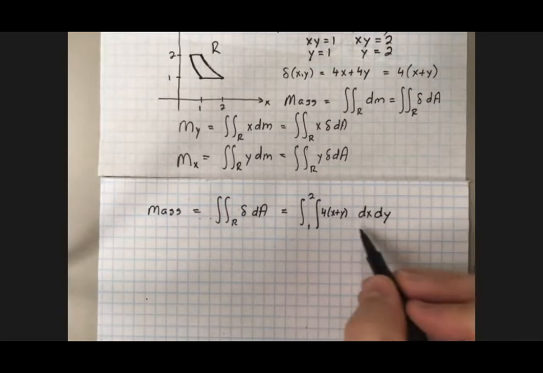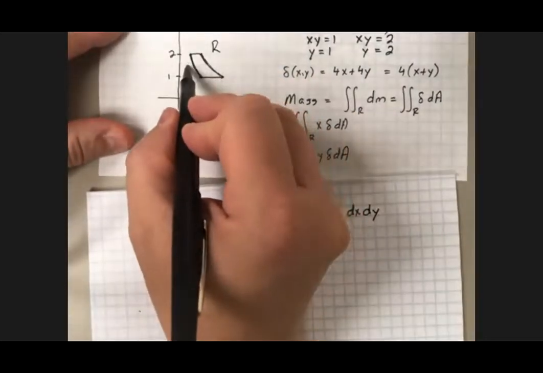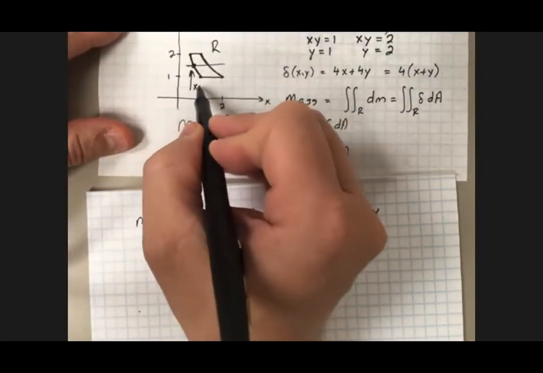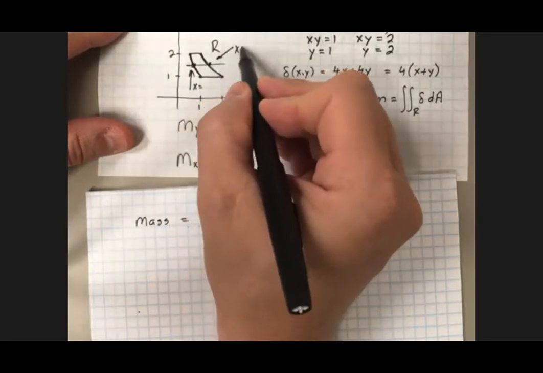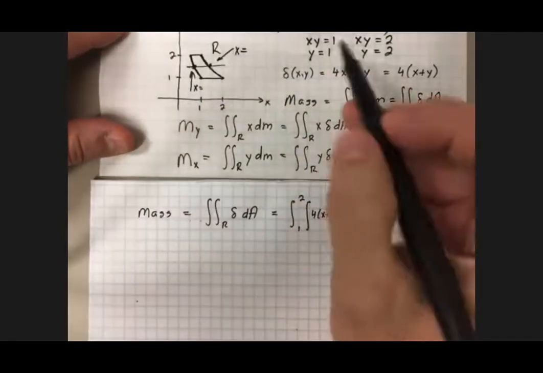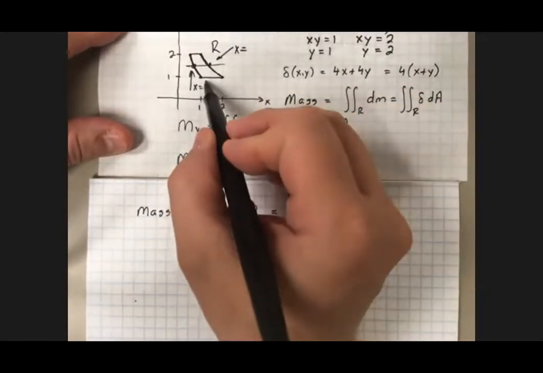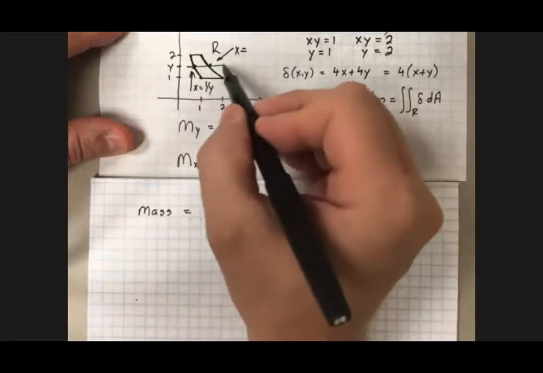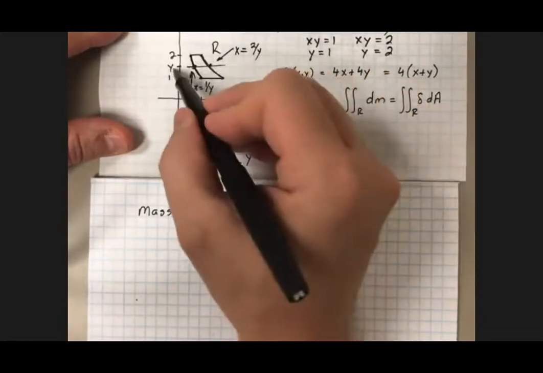So what I need to do now is set the x limits as I shoot through here. Where do I enter, described in terms of x? Where do I exit, described in terms of x? And I go to these core curves. xy equals 1 means x equals 1 over y is where I enter once I've picked out a y, and x equals 2 over y is where I exit once I've picked out this y.